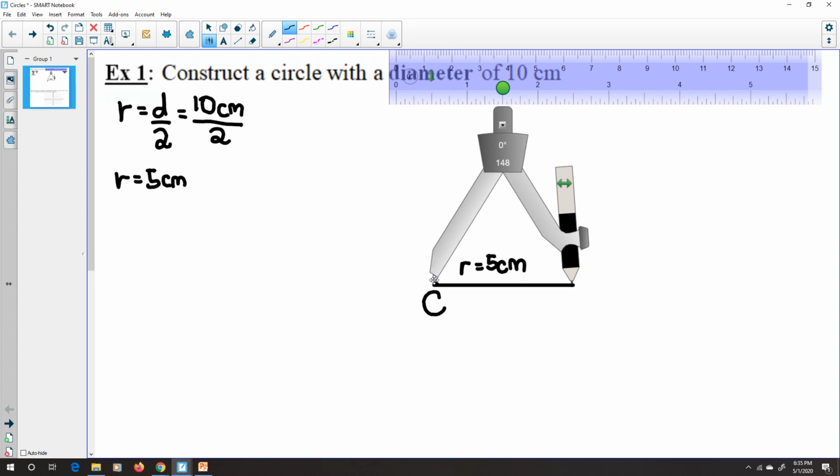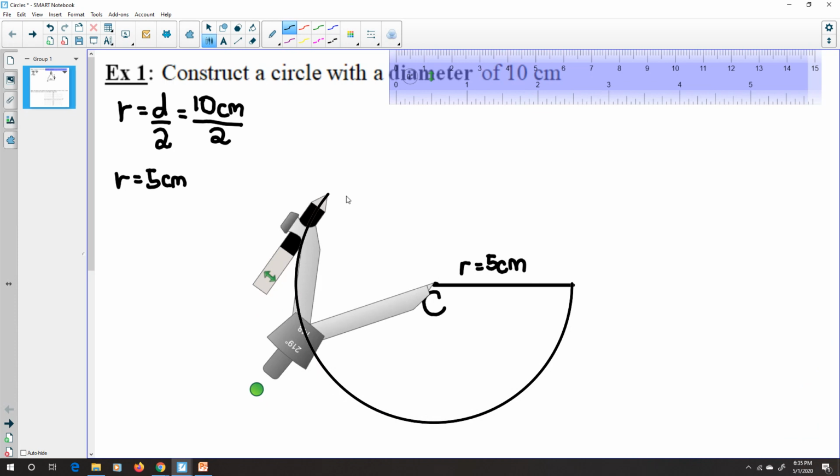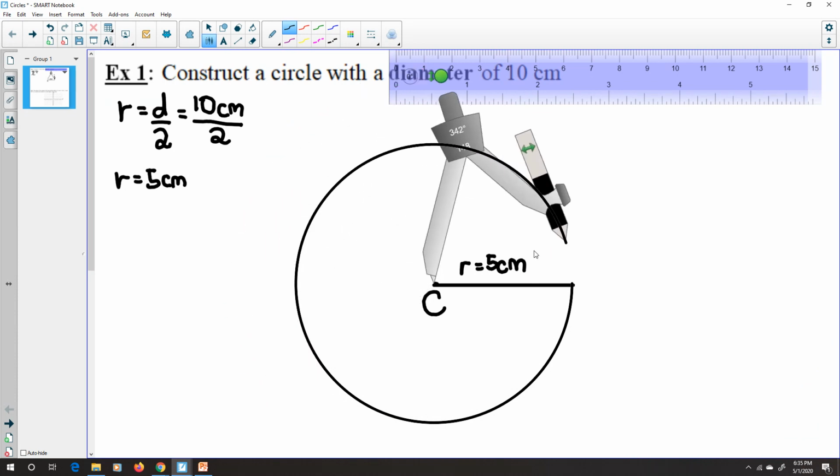Okay, so I have the pointy edge in the center, and I have the pencil edge on the outer radius of the circle. And now you grab the knob at the very top of the compass, and then you just twist it. Twist it until you can go around the circle one complete time. So let's go all the way around the circle.